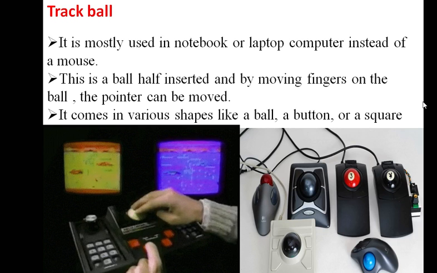Then next one is track ball. It is mostly used in notebook or laptop computers instead of a mouse. It is a ball half inserted, and by moving fingers on the ball the pointer can be moved. For example, see here, this person is moving the cursor like this, and it comes in various shapes like a ball or a button or square. These all are different kinds of track balls.